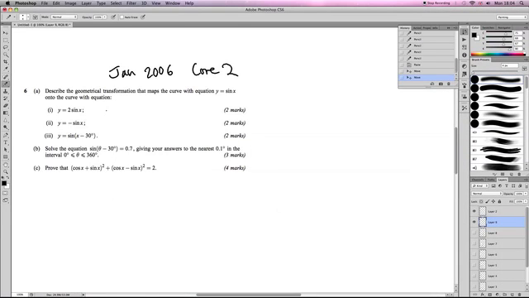This is question 6 of January 2006. Welcome back. If you remember right, part A was on your test for transformations. So this should look very, very familiar.